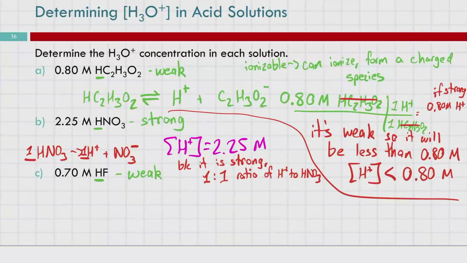If it was diprotic, it would be different. If they both popped off and it was diprotic, then it would be double. If it was triprotic and they all popped off, it would be triple. That doesn't happen, though, with acids. And then for HF, since it's weak, it's going to be less than, again, less than 0.70 molar. It doesn't completely dissociate. We don't have the tools to talk about how much of it actually dissociates, thankfully, because that makes it a lot easier for us.